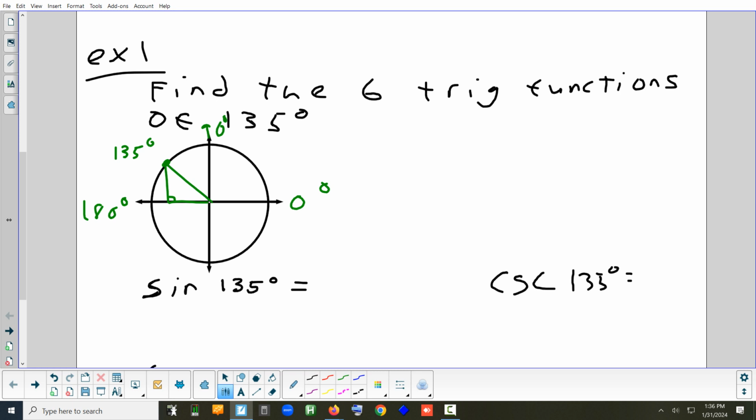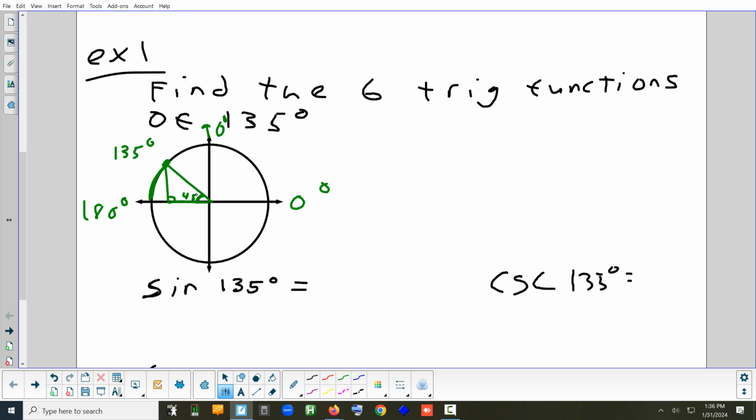Let's look at the 135. What do you add to 135 to get to 180? You add 45. So from here to here is 45 degrees. That means from here to here is also 45 degrees. So this is a 45.